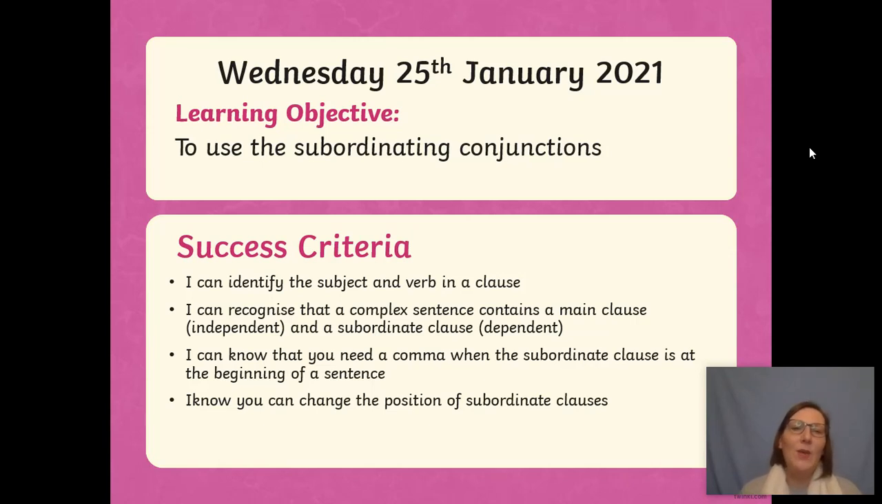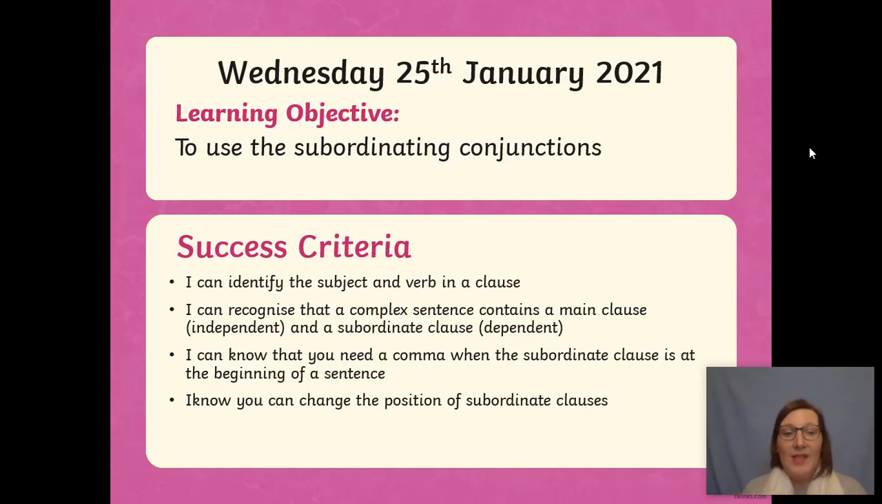So in English today, we are thinking about using subordinating conjunctions. A little bit different. Now, to be successful in this today, you are going to be identifying the subject and verb in a clause. You're going to recognise that a complex sentence contains a main clause, which is that independent clause, it stands on its own, and a subordinating clause, which is dependent on the main clause. A subordinating clause does not make sense by itself. It needs to have the main clause to support it, okay?